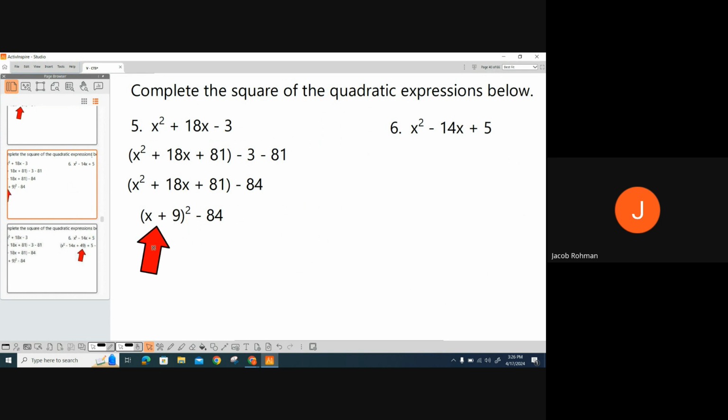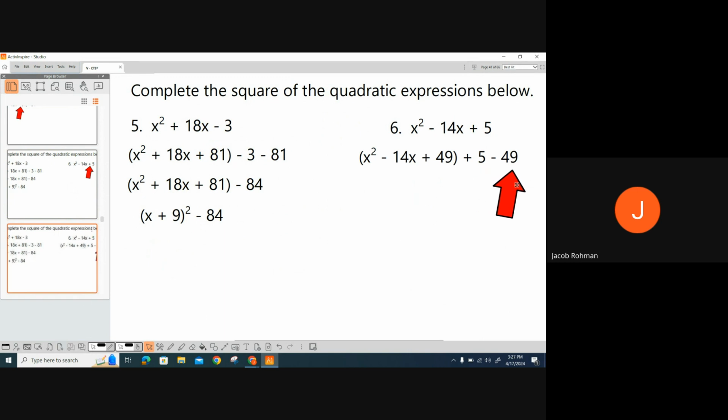Okay, now let's look at example 6. So negative 14x plus 5. We know this isn't a perfect square because of the plus 5. What we really want it to be is we want it to be negative 14 divided by 2, which is going to be negative 7, and then negative 7 squared, which is going to be positive 49. So we really want this to be a plus 49. So we're just going to go ahead and add the 49 in here, push the plus 5 out to the edge, and then we're going to subtract the 49 here.